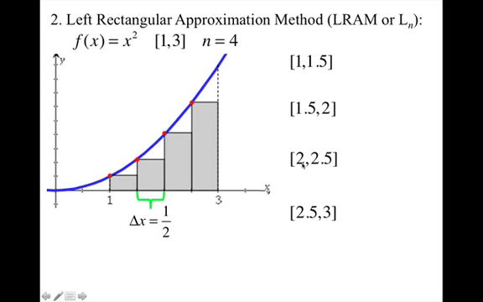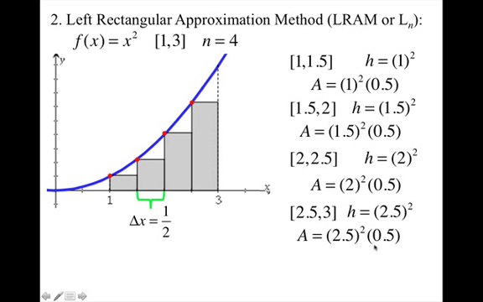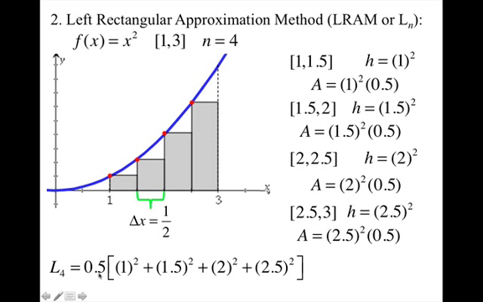And then my intervals are still the same, but this time when I get my height, the height is going to be the x value that's to the left in that interval. So in this case, 1 squared multiplied by 0.5, 1.5 squared multiplied by 0.5, 2 squared multiplied by 0.5, and 2.5 squared multiplied by 0.5. And I'm going to do the exact same thing. I'm going to add them up, and since they all have a 0.5 in common, I can factor that out. And then after I add it up and multiply by 0.5, I get approximately 6.75.